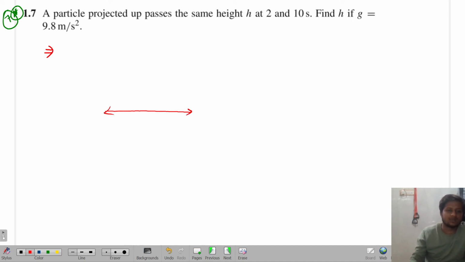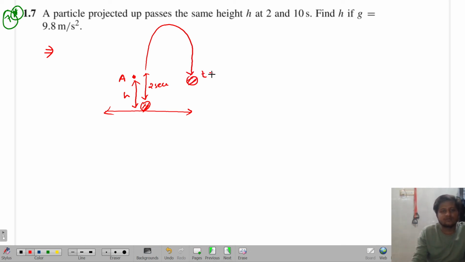So this is my point A. It is at the same height h from the ground. Ball is thrown from here. The first ball passes this point at 2 seconds. Then the ball goes upward, comes down, and reaches the same height after 10 seconds. The height and displacement still remain the same, yes or no?